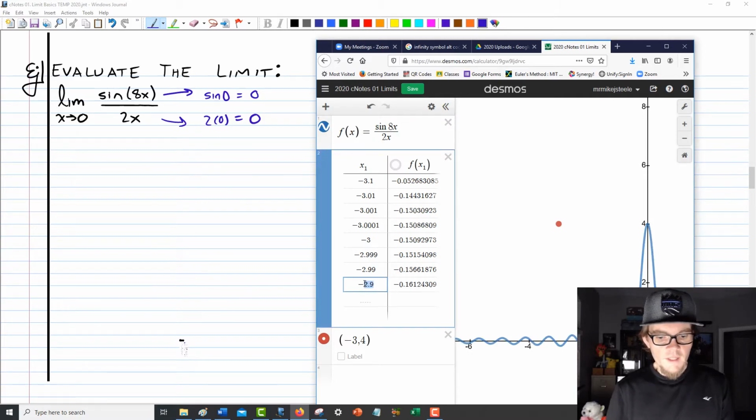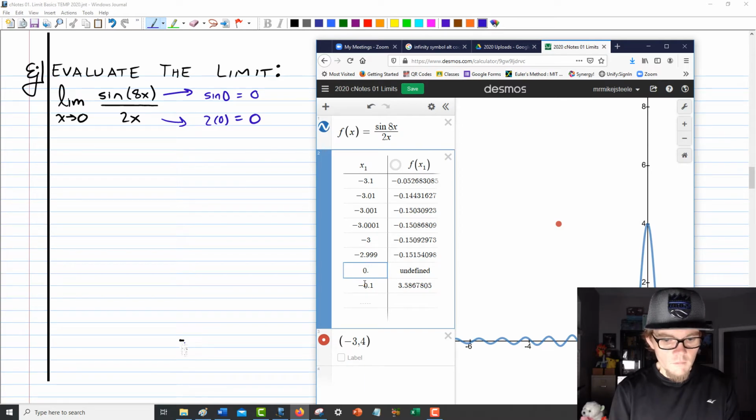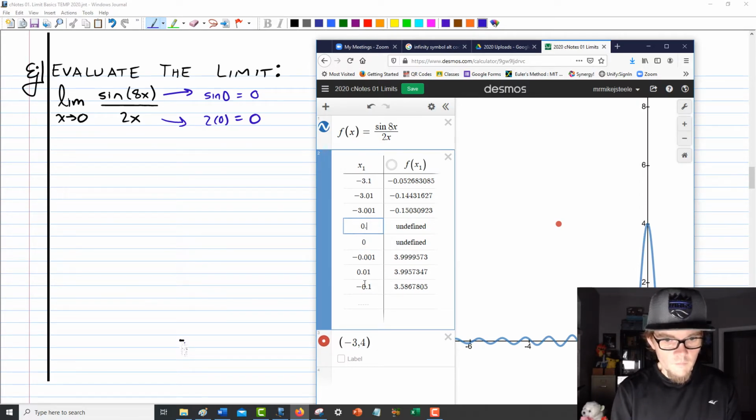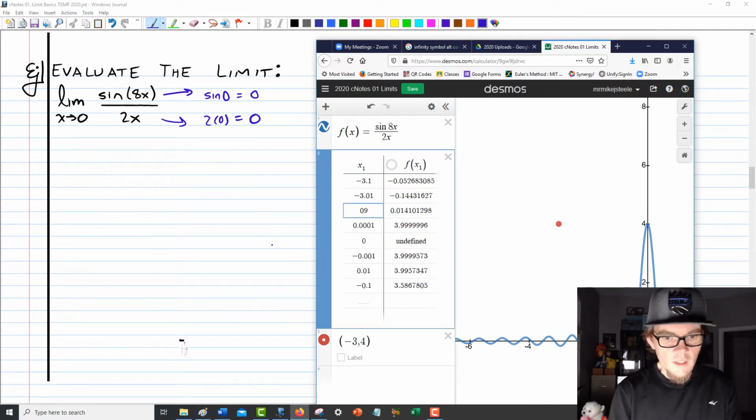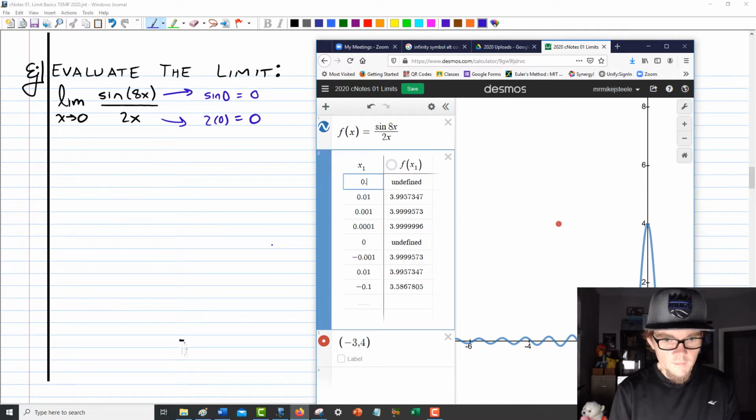Obviously, my table is now broken. And we're at 0. This is the most annoying part of this whole thing.